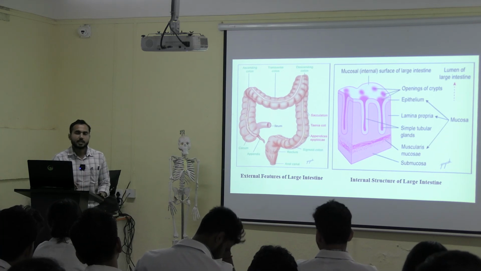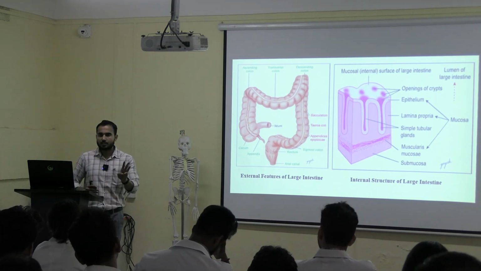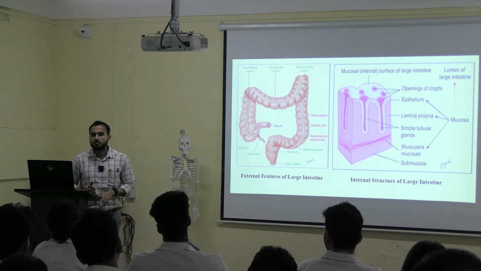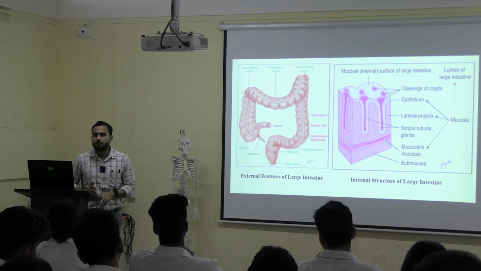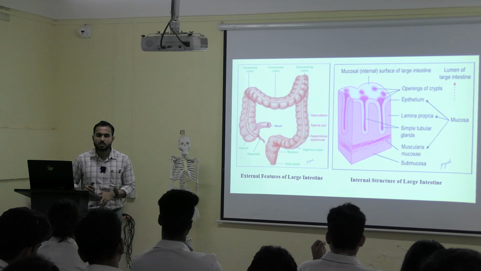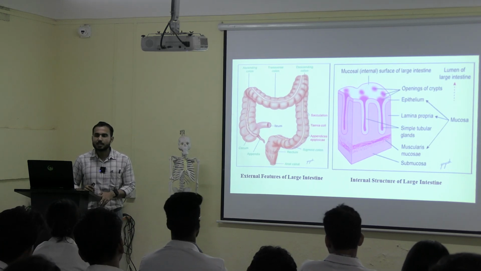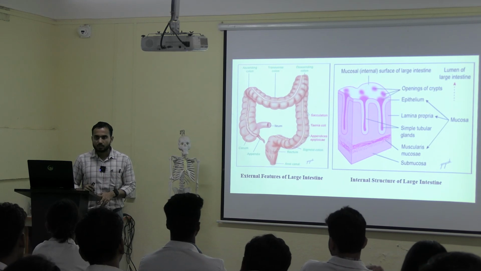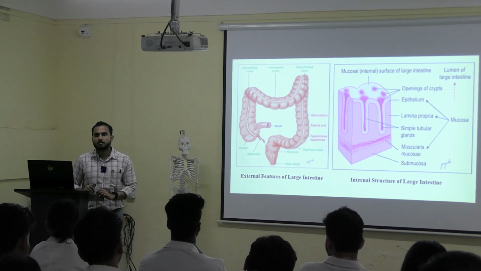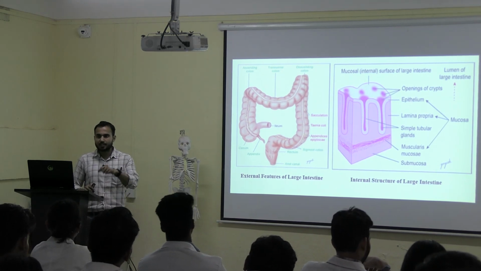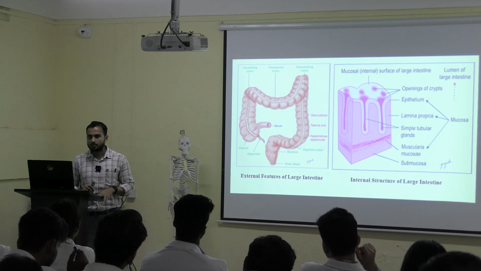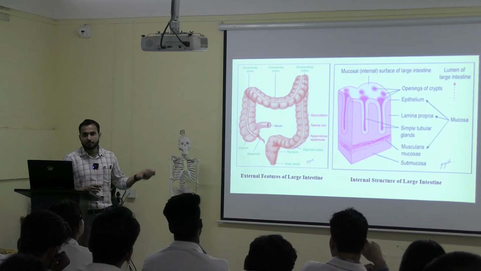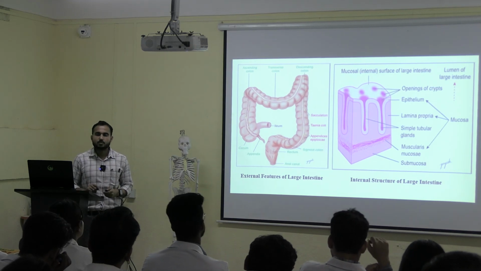Okay, very good. Now, can anyone tell me what are the three important external identifying features of large intestine? Yes, appendices epiploicae, taenia coli, and haustrations or sacculations. So, what are appendices epiploicae? These are fat-filled peritoneal sacs which are attached externally to the large intestine. As you can see over here, these yellow colored things are the appendices epiploicae. Next, what is taenia coli?